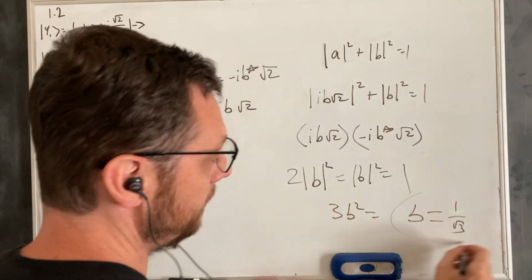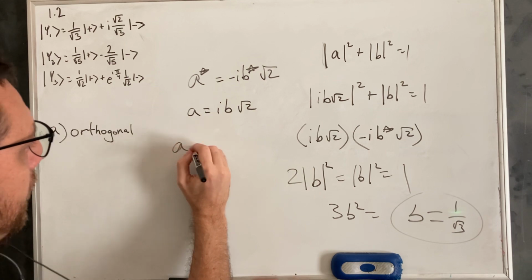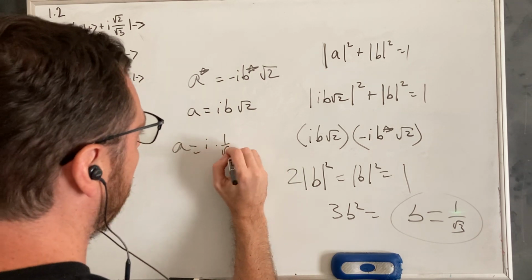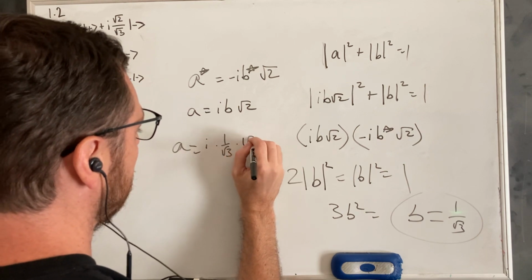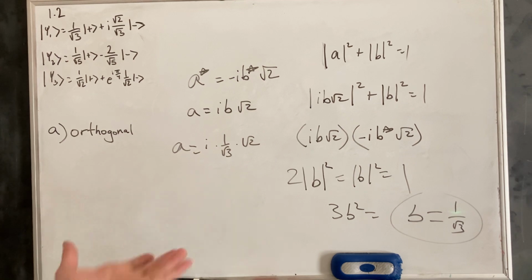But this is actually B now. This isn't B star, this is actually B. And we plug that in here, we have A equals I times 1 over root 3 times root 2. Now we don't have to get the complex conjugate of I. Now we have A already.